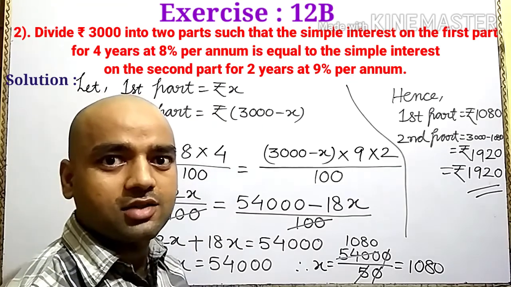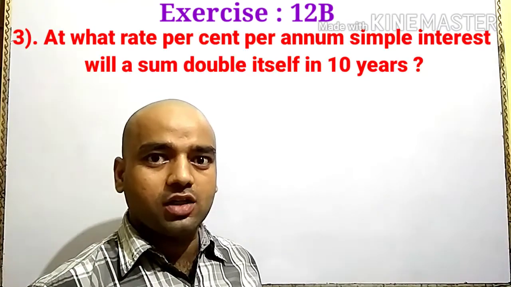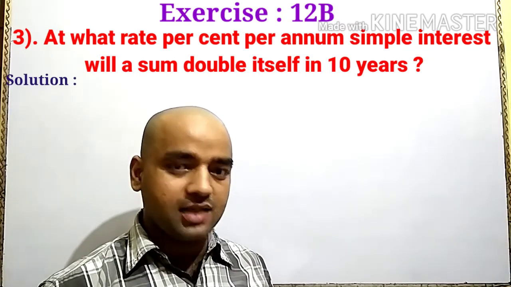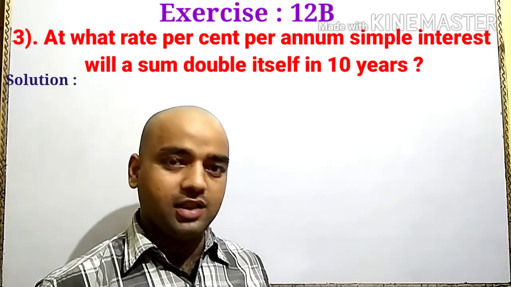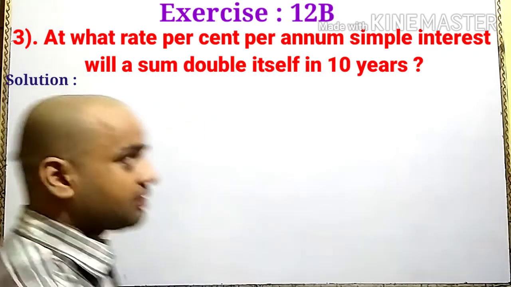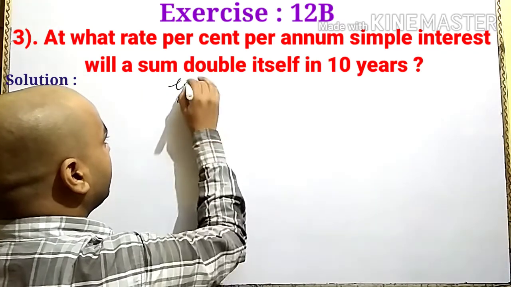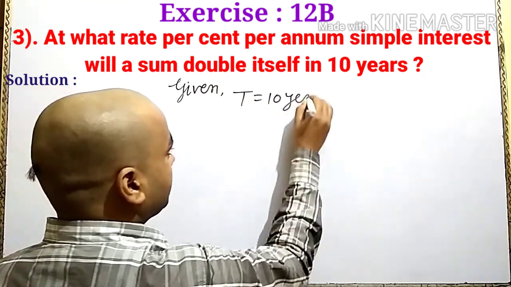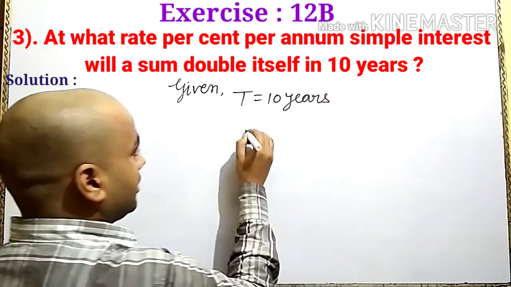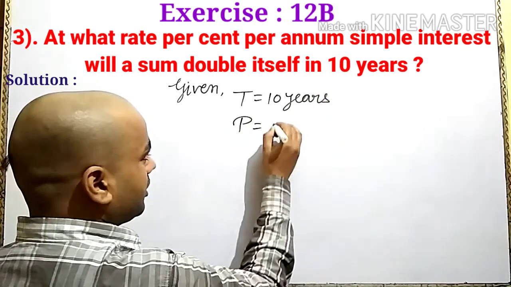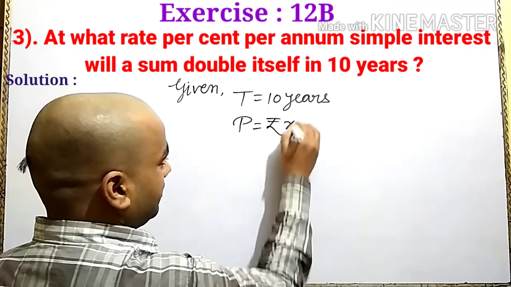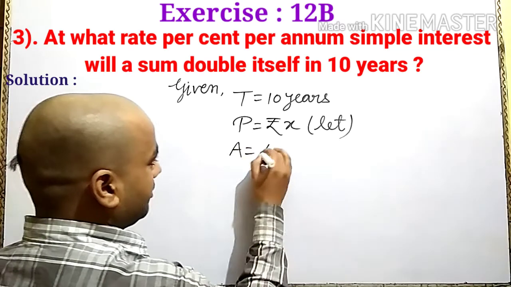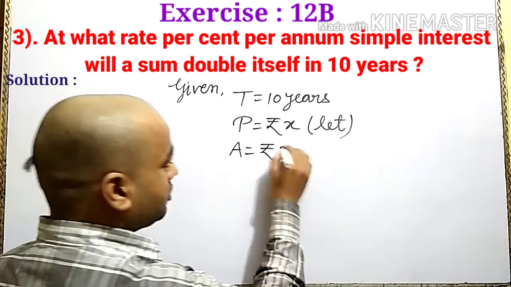Now let us discuss question number 3. In question number 3, at what percent per annum simple interest will a sum double itself in 10 years? So here given time is equal to 10 years. Here principal is not given, so let it be x. Amount, given double itself, means 2x.